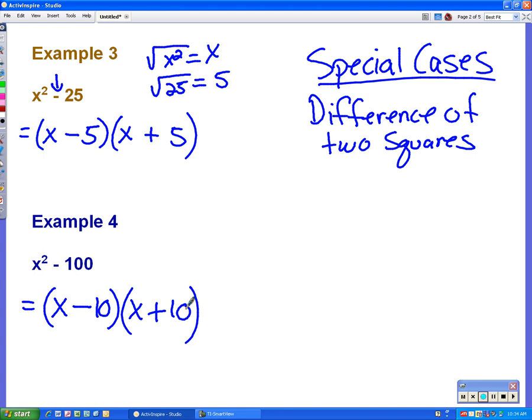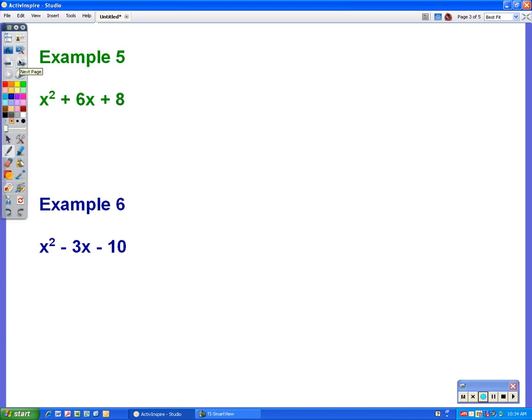Okay? So let's look at the next two examples. Now again, if I start off by looking for the GCF, there's three terms here. x squared plus 6x plus 8. The GCF is 1. Pulling out a 1 isn't going to get us anywhere. It's not going to help us factor it. So we have to look at it from a different approach.